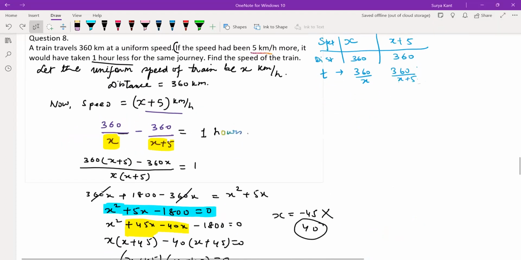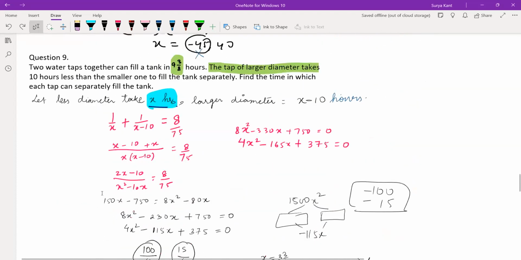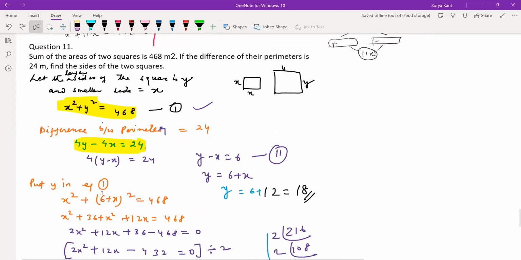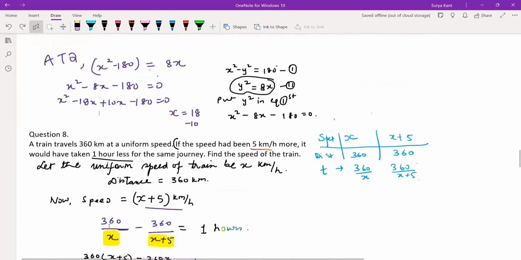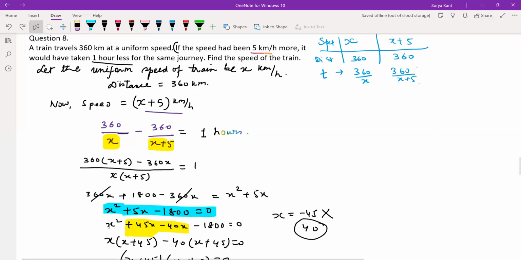Did you remember? No, this will not. We have done it, actually, or not. Let me check once. Not done. Just check once, all of you. Not done, sir. Not done, sir.